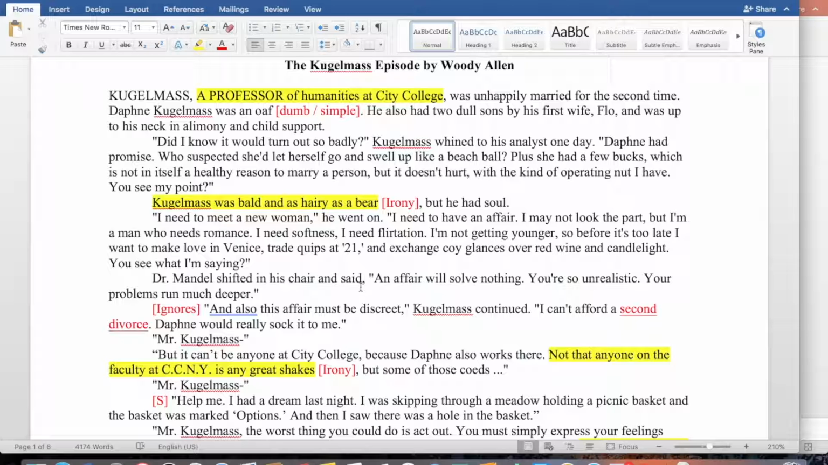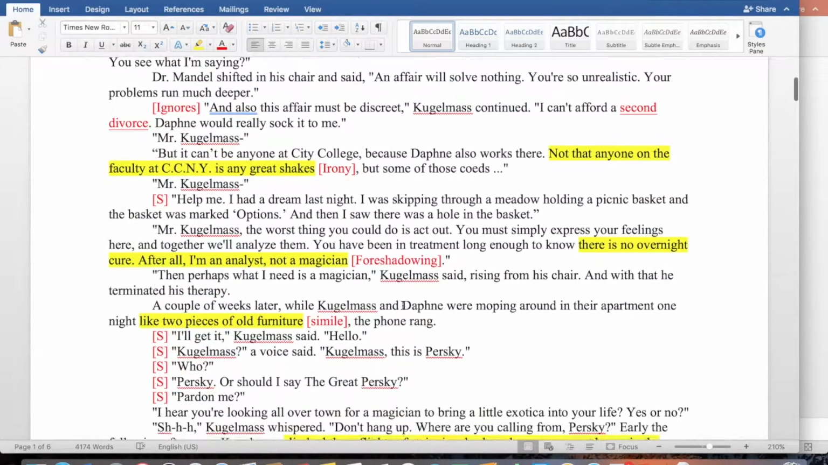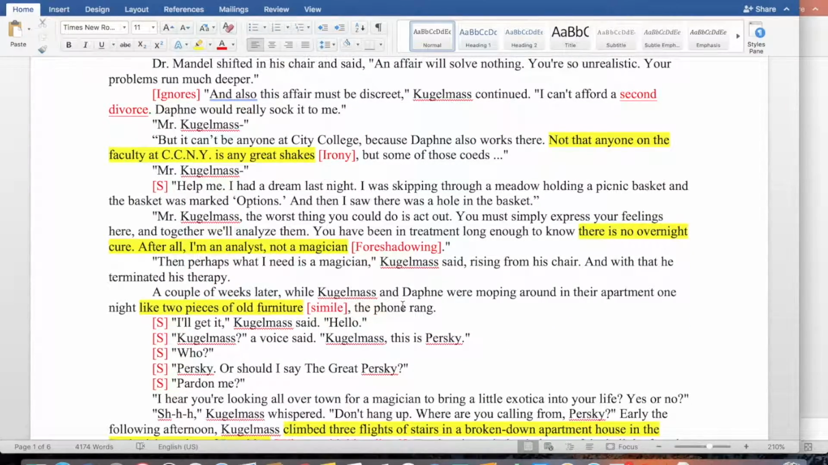So this is the first voice of reason. You hear him speaking, Kugelmass, and it's all emotion. It's all passion. It's all dreams and escaping from reality, escapism, right? Mandel comes in and says, your problems are deeper than that. No fantasy is going to get you out of your problems. So Kugelmass ignores that advice, ignores reality, right?